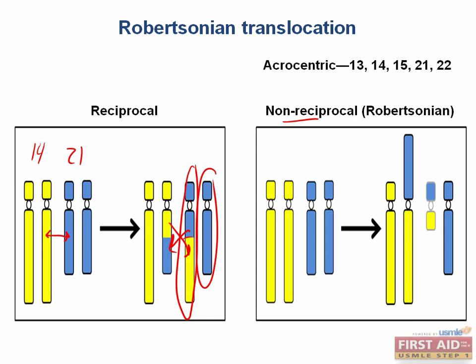Robertsonian translocations can only occur between two acrocentric chromosomes, which are chromosomes that have their centromeres near the end. These are chromosomes 13, 14, 15, 21, and 22. It involves the replacement of the short end of one chromosome with the long end of another one, which results in one chromosome with two long arms and another with two short arms. This smaller one usually gets lost because it's so small. Since the short arms don't contain a lot of genetic material, this is usually not a fatal loss.